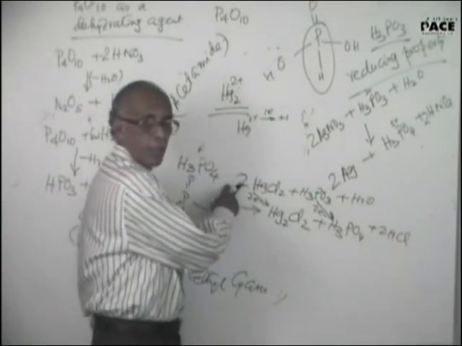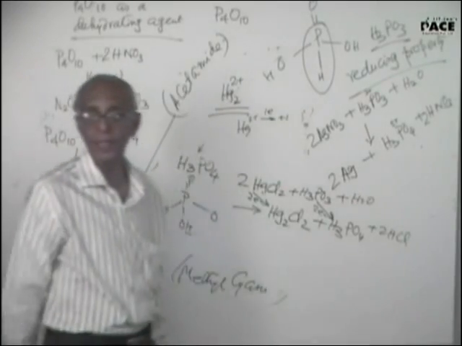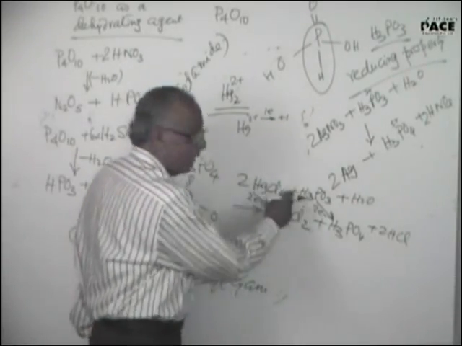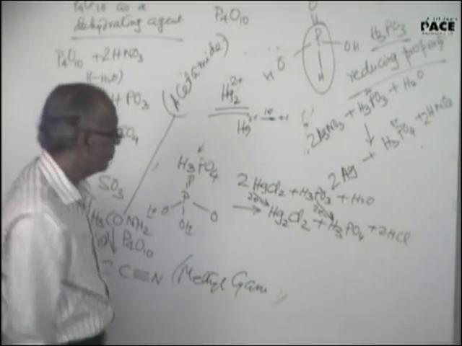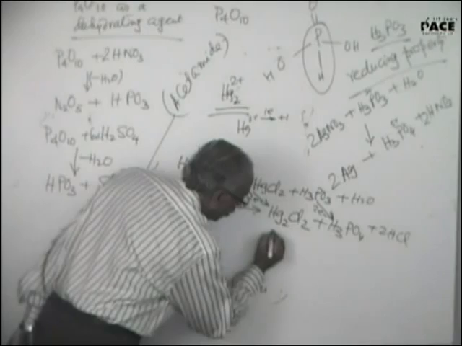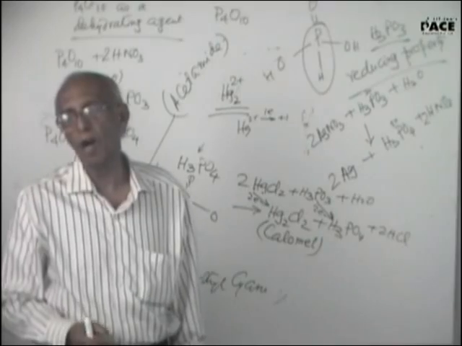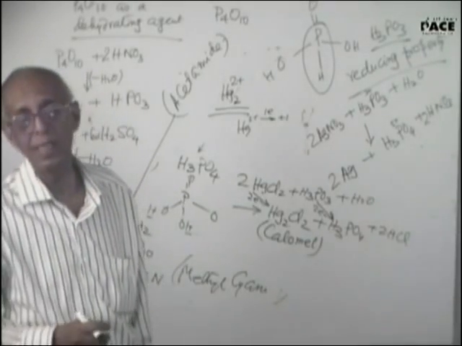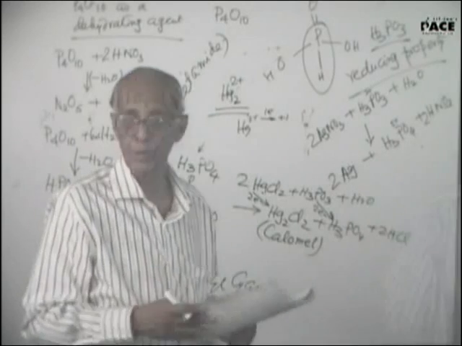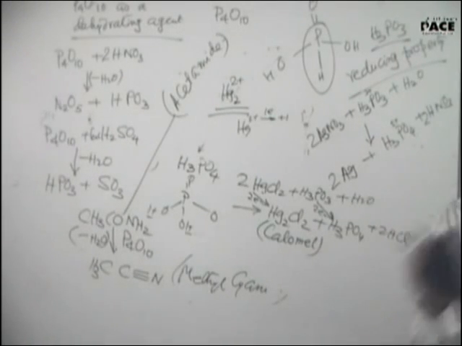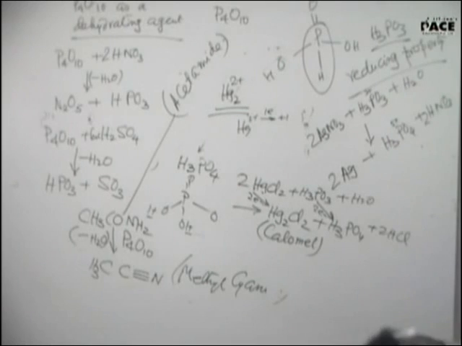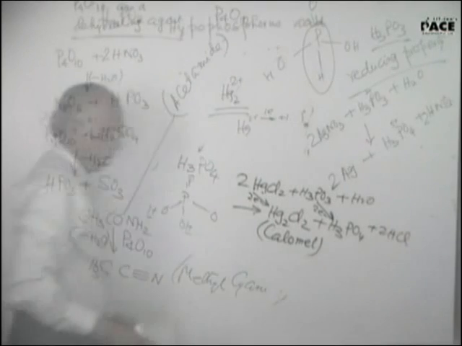So 2 moles of mercuric chloride will give you mercurous chloride, phosphoric acid and hydrochloric acid. Okay? This is known as calomel. It will give you a white precipitate of mercurous chloride, which is calomel, a standard reference electrode. Phosphoric acid does not show any reducing property because there is no P-H bond in phosphoric acid. So phosphoric acid will not be a reducing acid, whereas phosphorus acid will be a reducing acid.